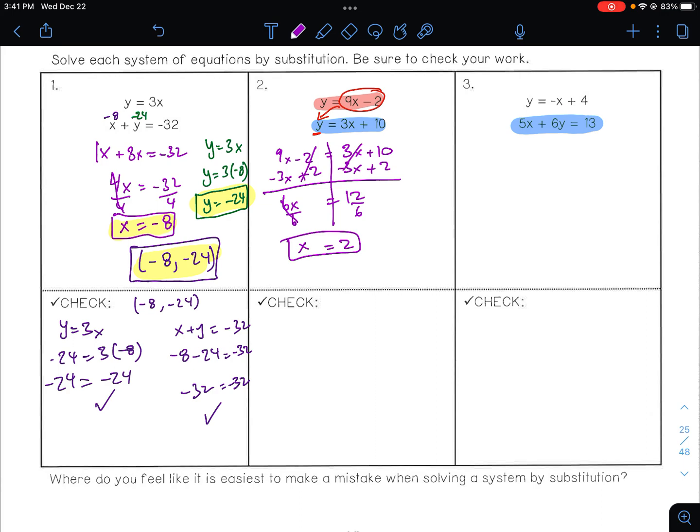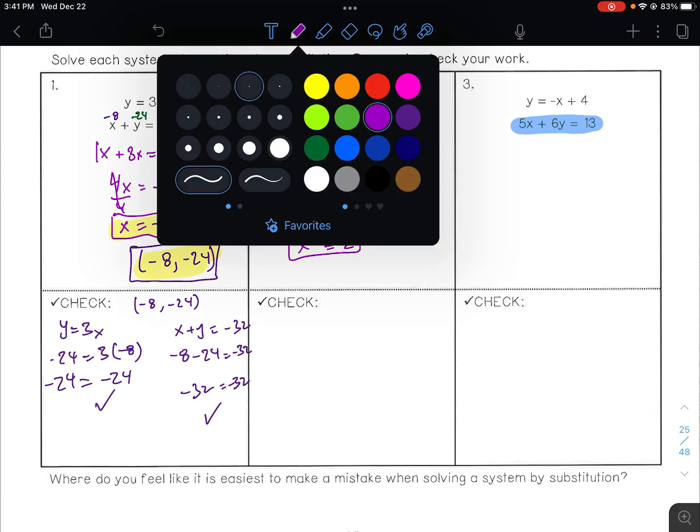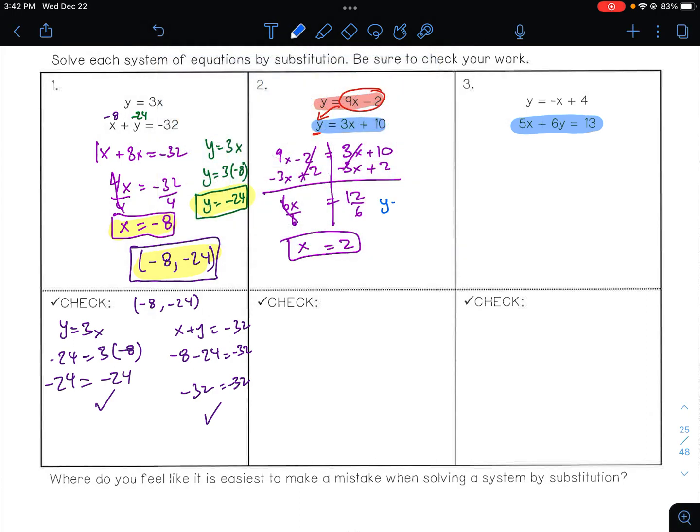Let's solve for y. Which equation should I use, the top one or the bottom one? Does it really matter? No, let's go ahead and use the bottom one. So y equals 3, instead of x, I'm going to use 3 times 2 plus 10. That equals 6 plus 10, which is 16. So y equals 16. Let's go ahead and write it as an ordered pair. That's 2 and 16. Let's check that it is what we're saying it is. So let's try that. 2, 16.